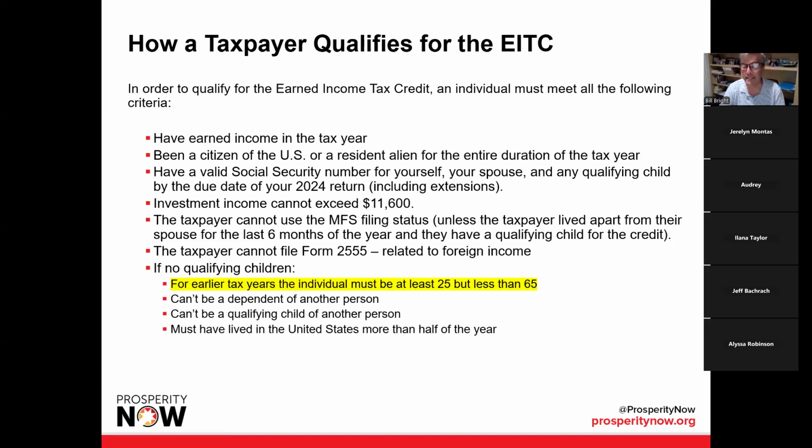Investment income cannot exceed $11,600. That's usually something we'll never have to worry about. The taxpayer can't be filing separately unless they lived apart for the last 6 months and there's a qualifying child. They can't file a 2555, which is foreign income. Again, if there are no qualifying children, the taxpayer must be at least 25, but less than 65.